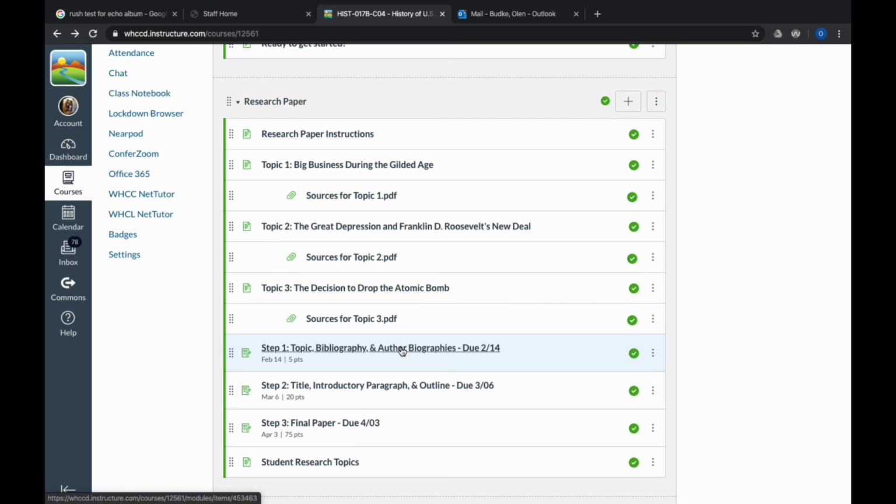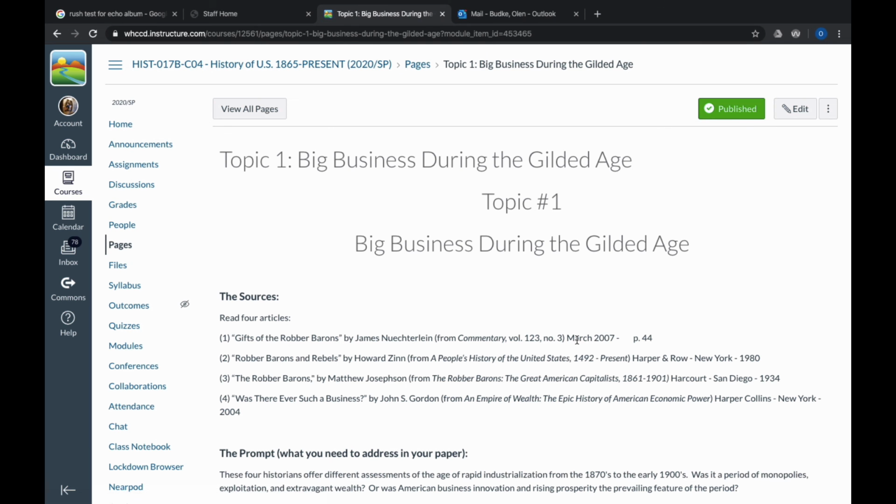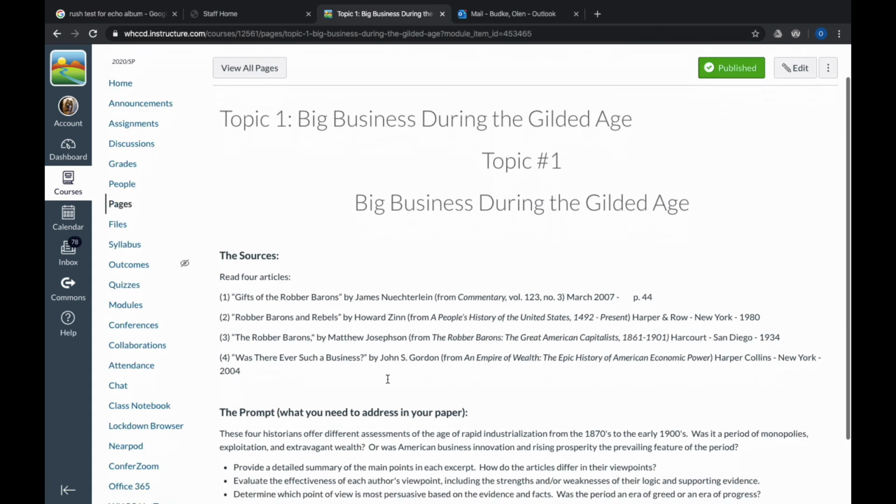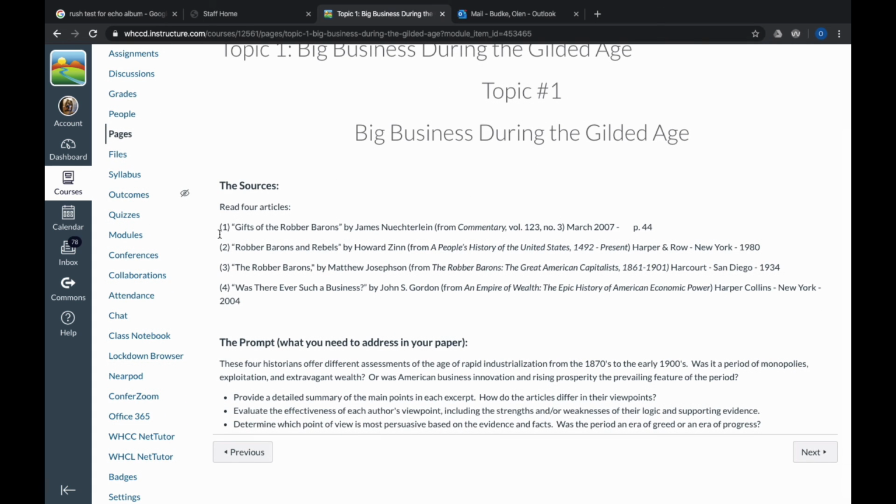And lastly, author biographies. That is a short 3 to 5 sentence paragraph telling me something about the author. You need to do one for each of the authors in your topic. You always need to include all of your sources in your paper, in your outline, and in your author biographies and bibliography. So let's take this first guy, James Nuchterlein.